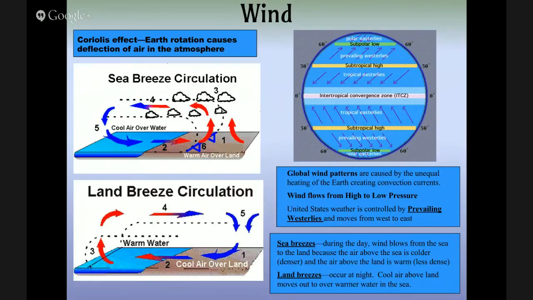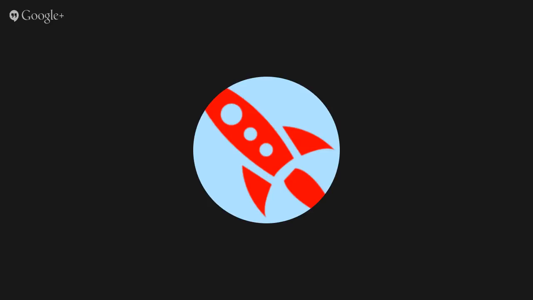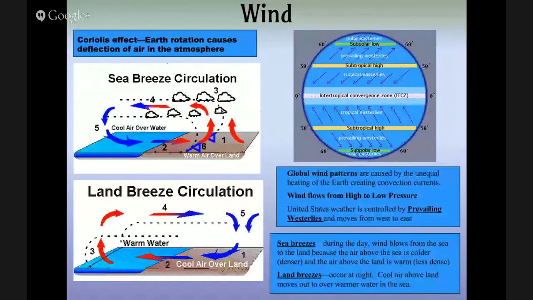Where we live, we have something called prevailing westerlies. And if you remember, all of our weather comes from the west. So when meteorologists are trying to predict our weather, they take a look at weather patterns that happen in the west, and that's how they're able to predict what's coming our way. Global wind patterns are caused by the unequal heating of Earth, creating convection currents. And we know that wind flows from high to low pressure. And in the United States, weather is controlled by these prevailing westerlies, which move from the west to the east. Okay.